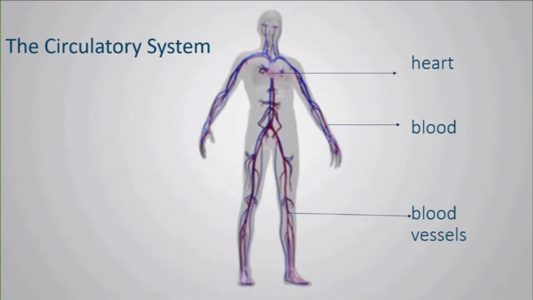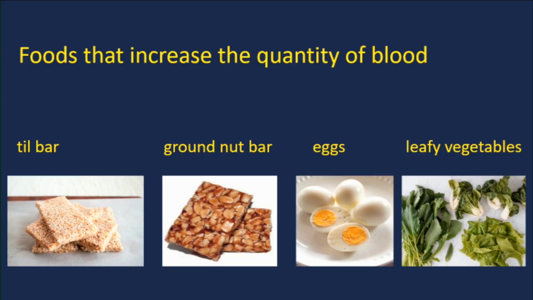For a healthy body, 5 to 6 liters of blood is necessary. So, in order to improve the quantity of blood, we should eat til bar, groundnut bar, eggs and leafy vegetables.